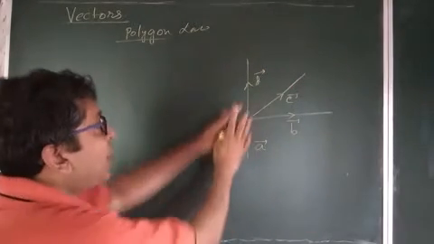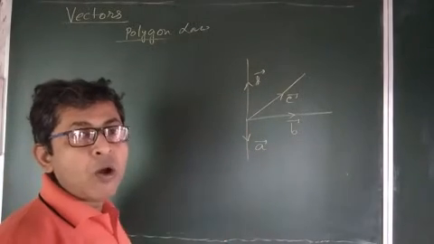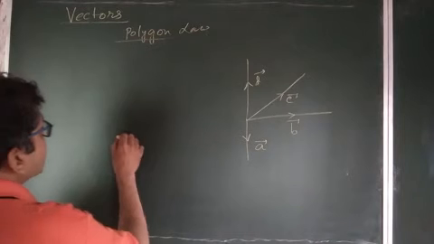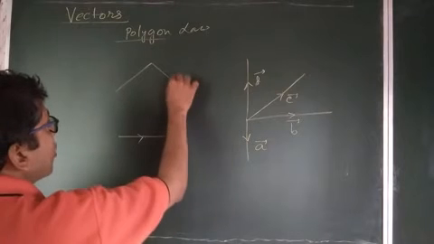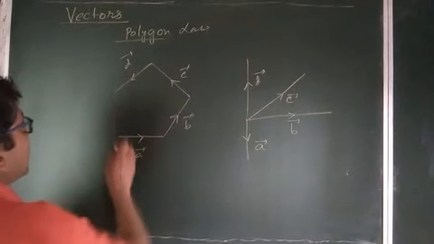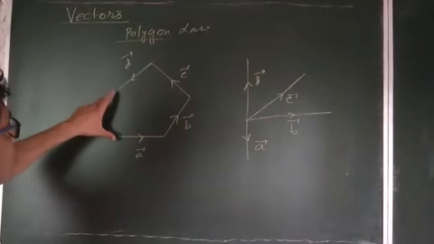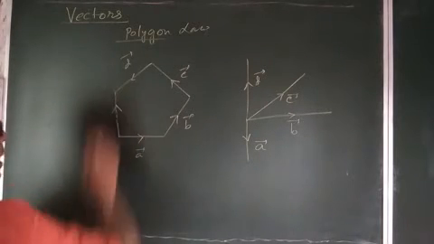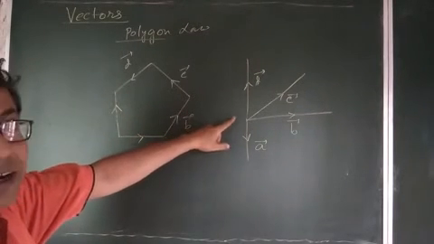First, we have to separate all these forces from each other, and they have to be placed along the consecutive sides of a polygon, which are taken in the same order. Suppose this is the A vector, this is B, this is C, and this is D. Then the closing side, this part that was empty at first, is to be taken in opposite order, and that will signify their resultant vector.